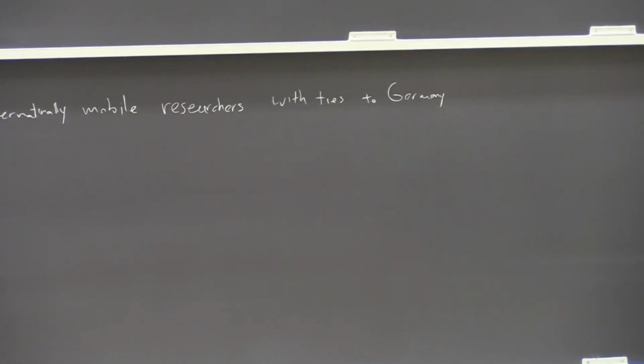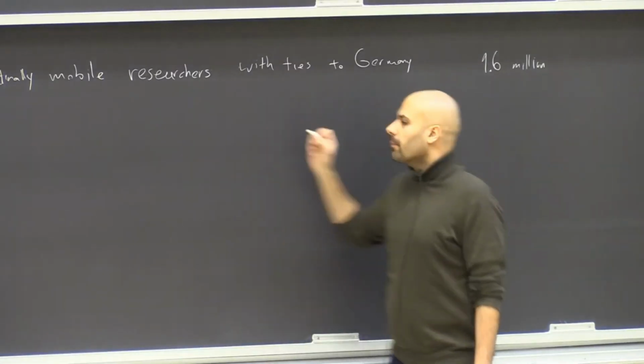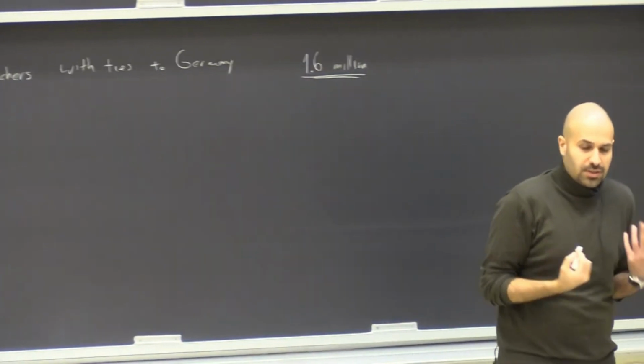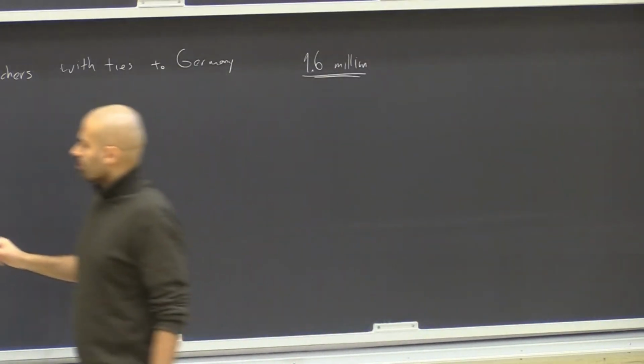So she did all that and then told me, I got the results, and there are like 1.6 million internationally mobile researchers with ties to Germany. This number looked very suspicious to me, because I immediately did some very quick Fermi estimation in my head and realized that this is such a huge number for what we should expect, because the population of Germany, I don't know the exact number, I think is around 80 million.